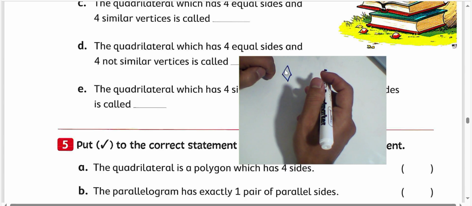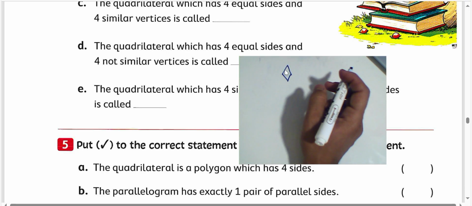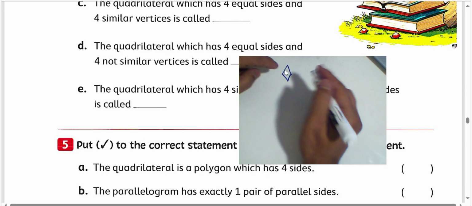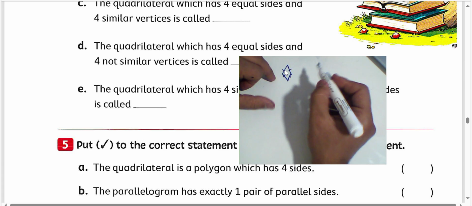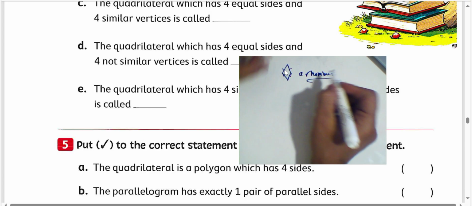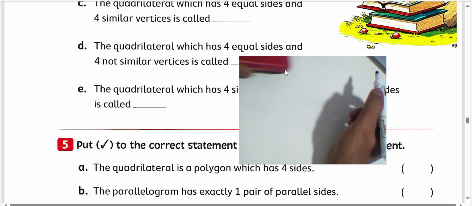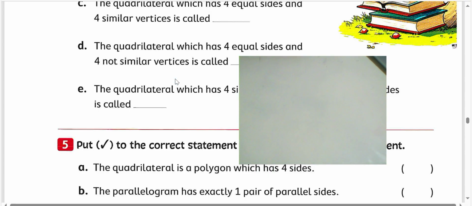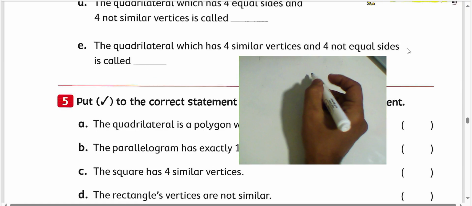Or we call this a parallelogram which has four sides of equal lengths, or each two adjacent sides are equal in length. A quadrilateral which has four equal sides but four angles not equal, we called it what? Rhombus. Understood? Next question. Letter E. Quadrilateral which has four similar vertices and four not equal sides, we call it rectangle.